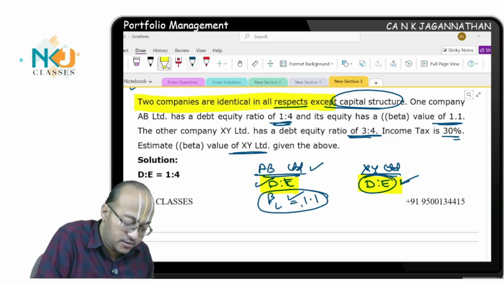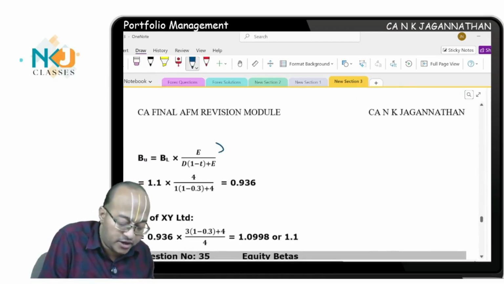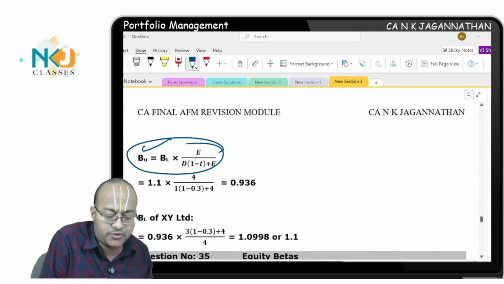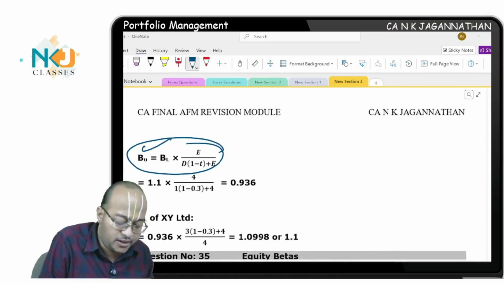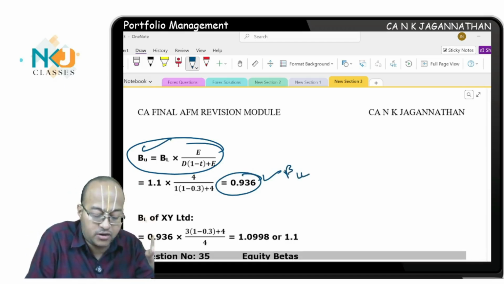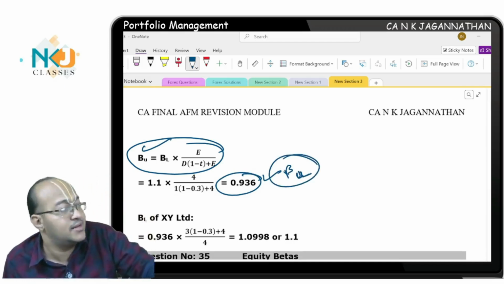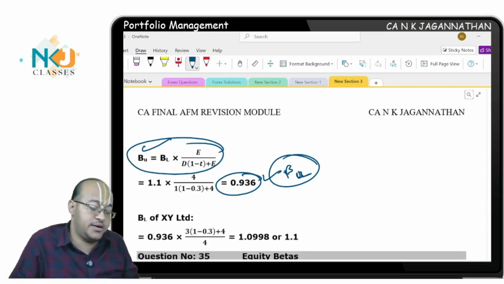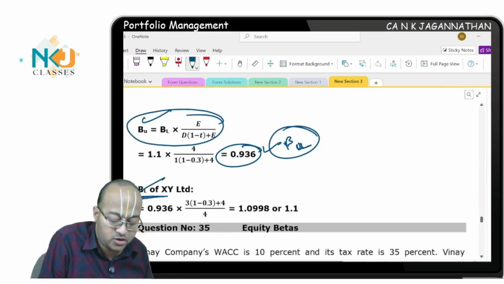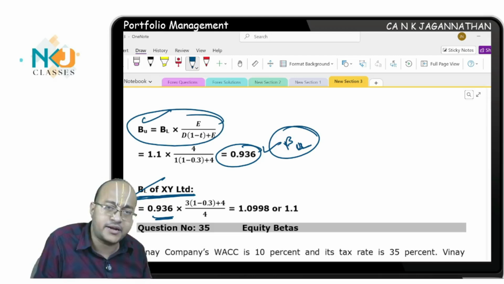So, as a first step, you have the debt equity ratio of AB Limited, 1:4. Unlever it, apply the formula: beta levered into equity by debt into (1 minus T) plus equity, which is equal to 0.936. This is the beta unlevered. Now what you should do is lever it, using the debt equity ratio of XY Limited. So, beta levered of XY Limited, how to compute it? Beta unlevered into debt plus equity, debt 3:4, you will apply 3 into debt into (1 minus T) plus 4, divided by 4, which is equal to 1.1.